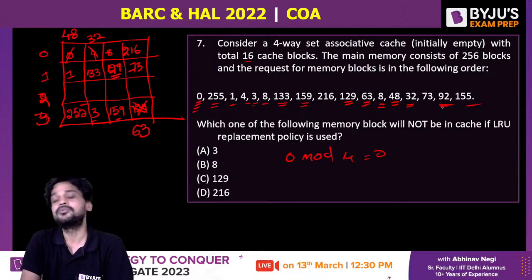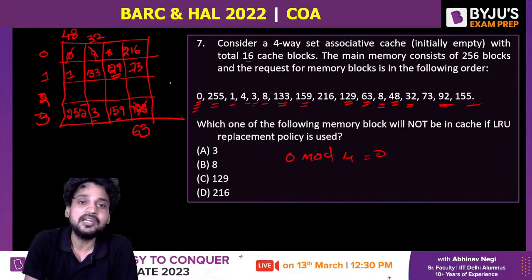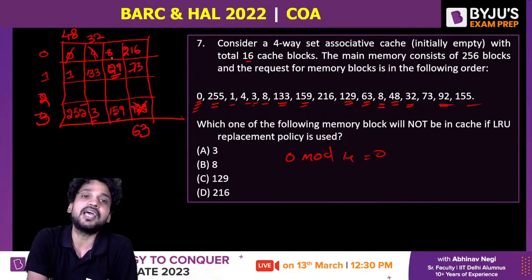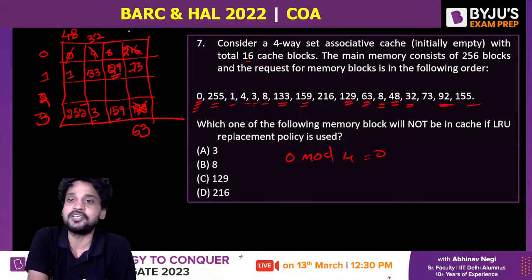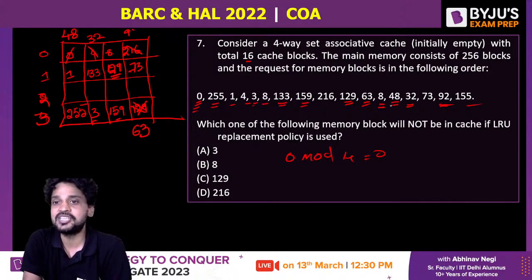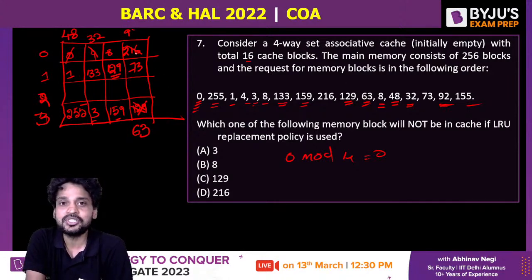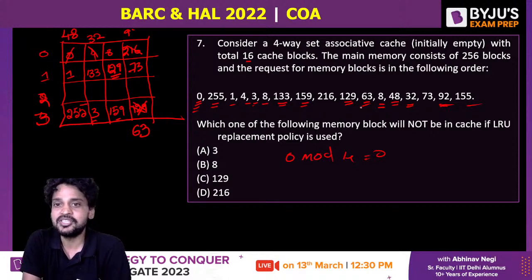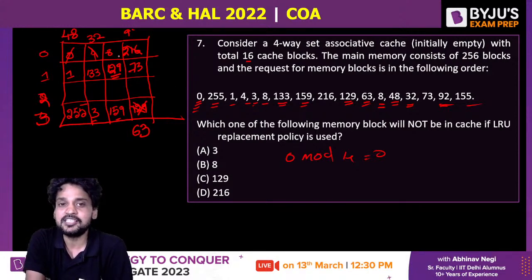So 92 is going to replace what? 92 cannot replace 8 because in the LRU, 216 will be replaced, because 8 has been used most recently. Okay, and 216 hasn't been used very recently at all. When you compare the 8 and 216, 8 has been used recently, so 8 cannot be replaced. 216 must be replaced by 92. Okay, so 92 is going to replace 260.